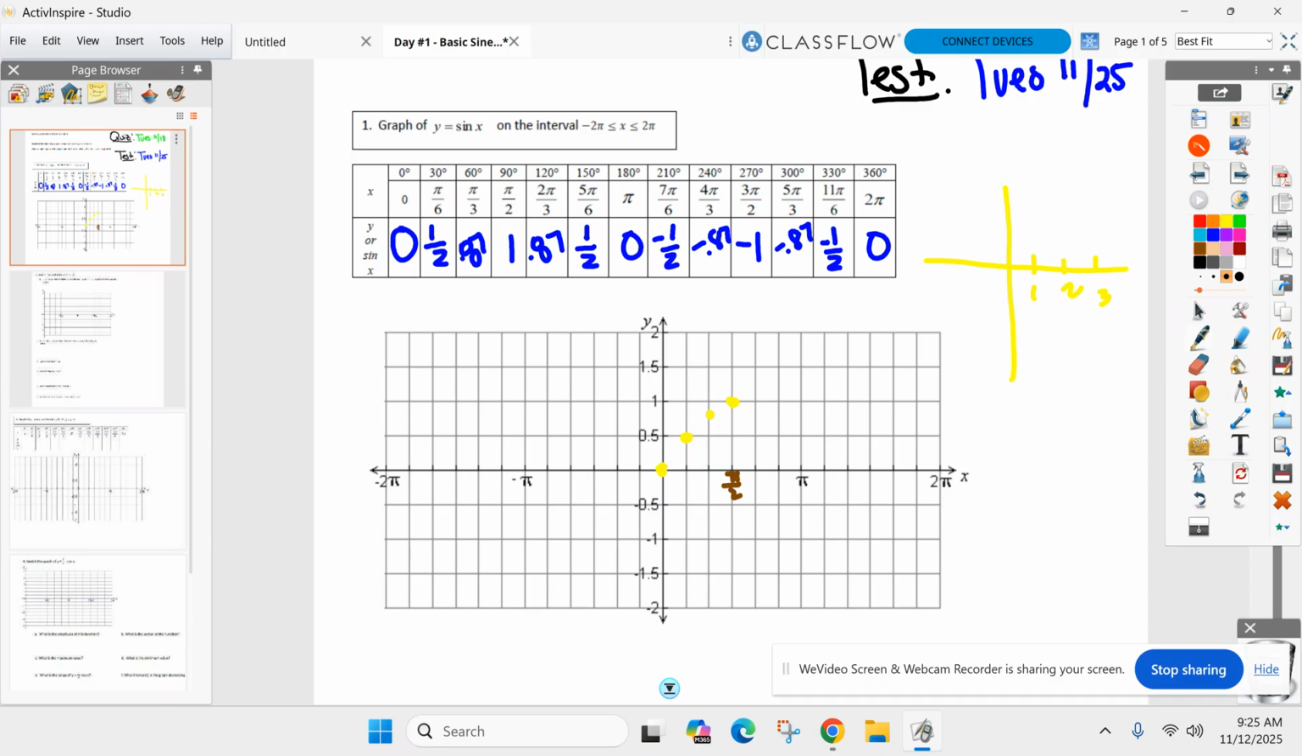All right, let's keep going. What's next? 2 pi over 3, 0.87. Make it at the same level as the other 0.87. If you guys want to get ahead of me, feel free. Next one's going to be 1/2. And then pi, we're back at 0. Next one, negative 1/2, so make sure we're going down to negative 1/2. Then 4 pi over 3, negative 0.87.